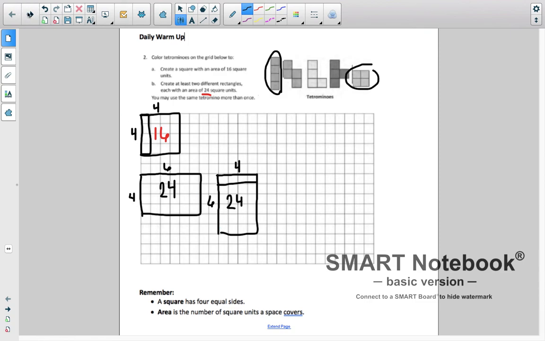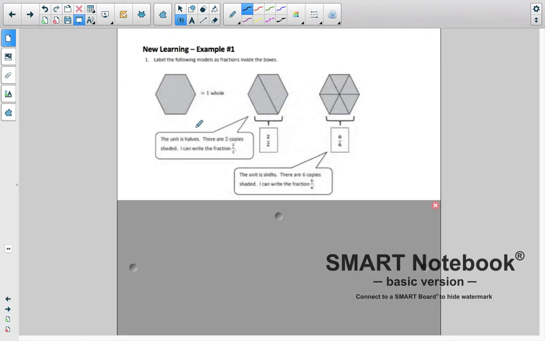Alright, let's move on. It says new learning example number 1. It says label the following models as fractions inside the boxes. So I have a hexagon right here. Now this whole entire hexagon equals 1 whole. Now I took this hexagon over here and I split it into 2 pieces. So I have 2 pieces shaded and I have 2 equal pieces. So this fraction for this hexagon is now going to be 2 over 2.